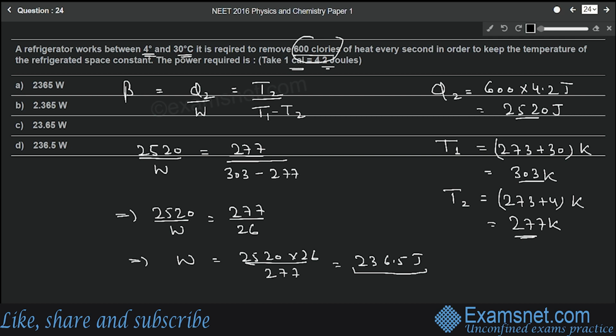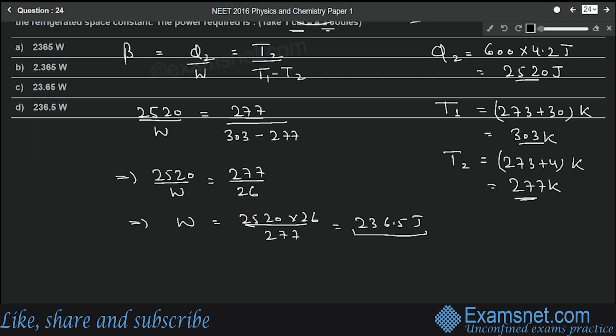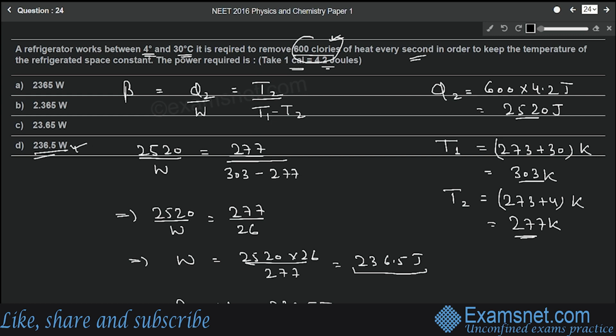This is the work done, and we have to find out the power, that is work per unit time. Time is 1 second because this much heat is removed per second. So power is work upon time, that is 236.5 joule by 1 second. The unit will change into watt, so 236.5 watt. That means the last option, option number D, is the correct answer.